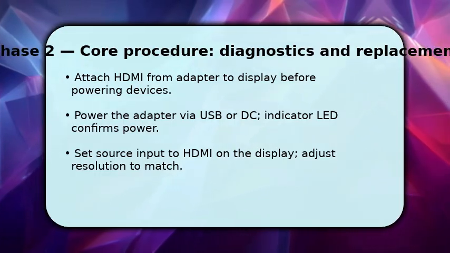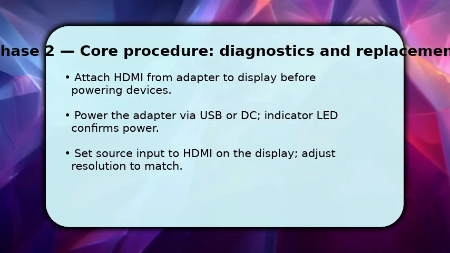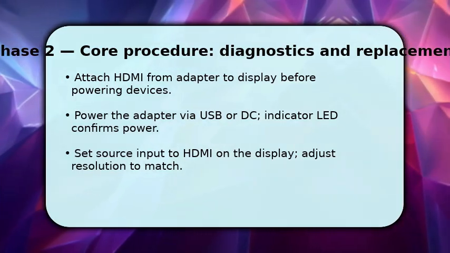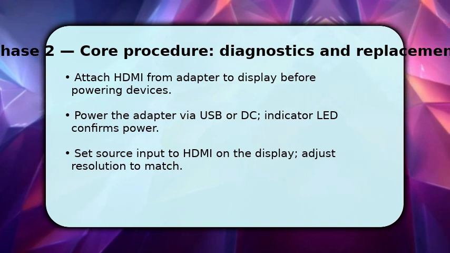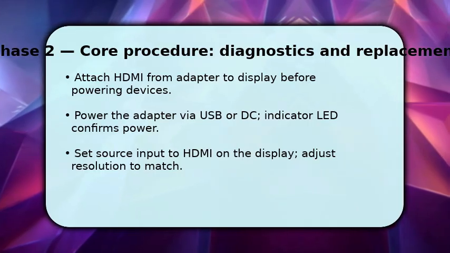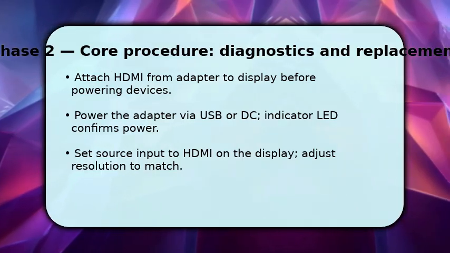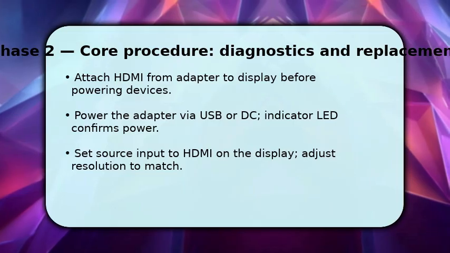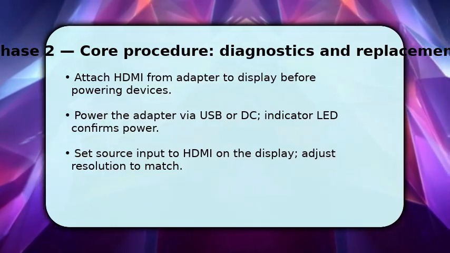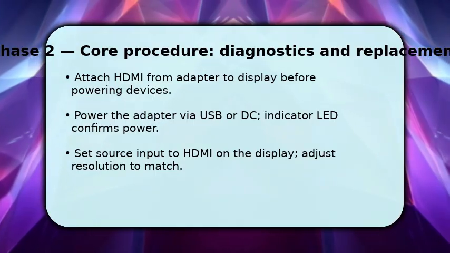Next, boot the computer and open display settings. Set resolution and refresh rate to a standard HDMI-friendly mode. For example, 1366 x 768 or 1920 x 1080 at 60 Hz. Make sure the adapter supports the chosen resolution. Lower it if the image looks unstable or stretched.